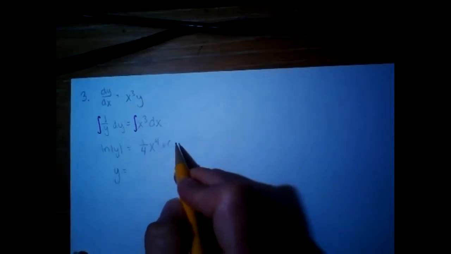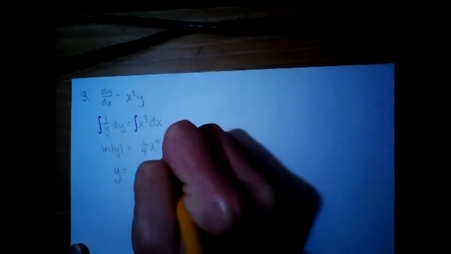Now, e is a number, c is a number. So we put that out front just as one big constant. And then you'll have e to the power 1/4 x to the 4th.